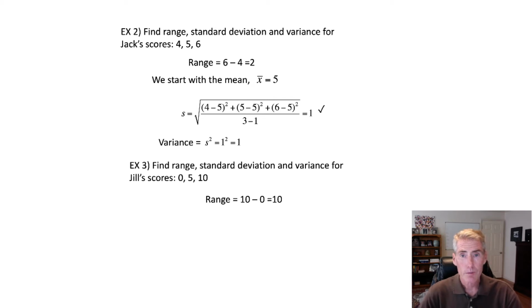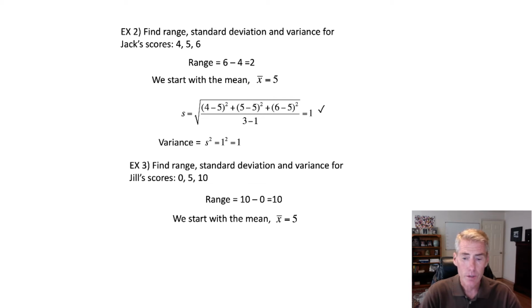Now the problem with the range is that it only takes 2 scores into account, the biggest and the smallest. So if Jill had a 0, a 5, and a 10, and then for the rest of the semester she got 10 over and over, her range would be the same, even though she got a whole bunch of 10s in a row, showing that she's very consistent. So the range is easy to find, but it's not the most useful. The most useful is the standard deviation.